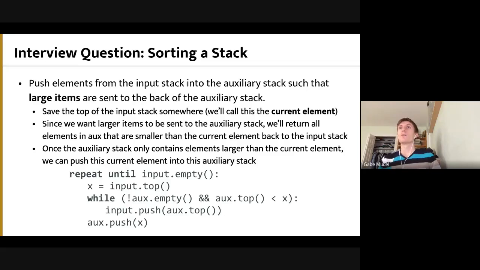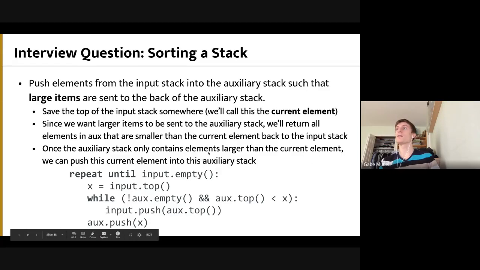So we want to take all of the smaller elements from the top of our stack back to the input stack. That's basically trying to maintain this sorting invariant, and we're comparing that to our current element. I think it'll become a little bit more clear once we have a visual example. Once our auxiliary stack only contains elements larger than the current element, we push that current element onto the auxiliary stack, and we can just repeat that, right? Once we've pushed that new current element to the top of the stack.